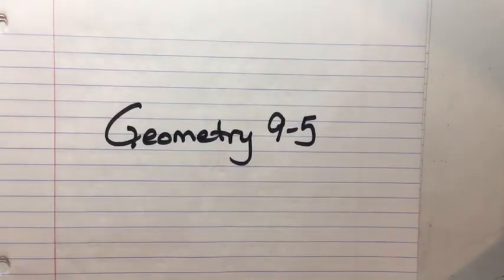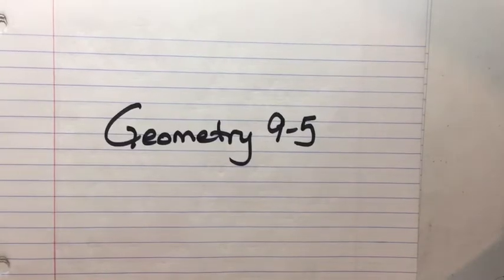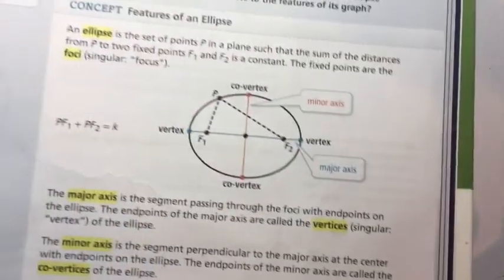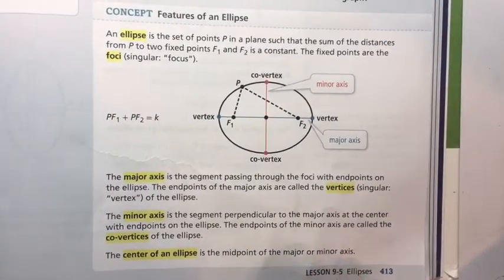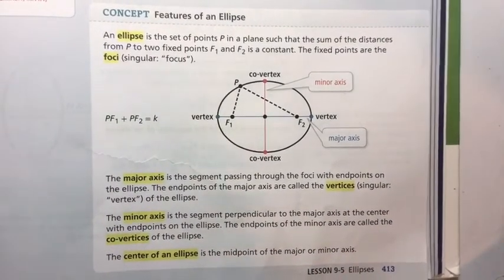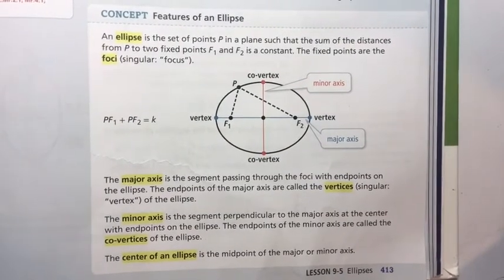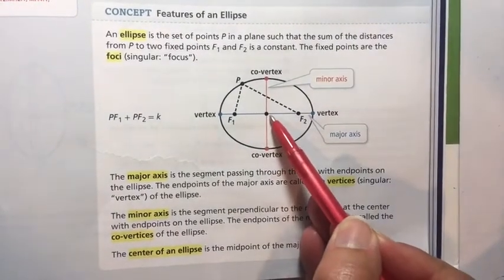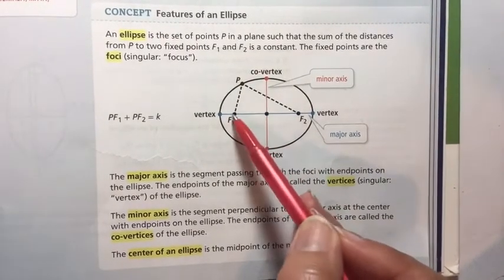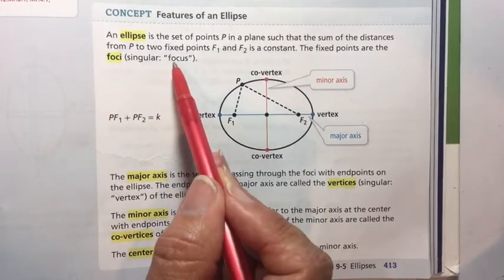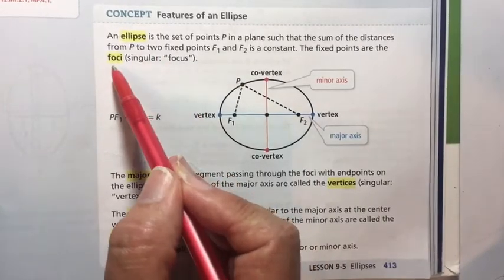Okay, this is 9-5, which is all about an ellipse. What's an ellipse? Well, it's an oval, is what you're used to calling it. Let's look at this. This is page 413 in your book, just to get some of the terminologies. It has a center, just like a circle does, and we're going to use H, K because we've been using that for everything else. It has two foci, which is the plural of focus.